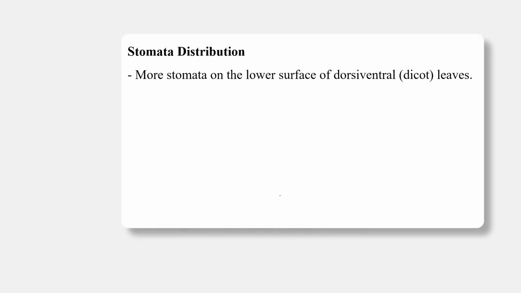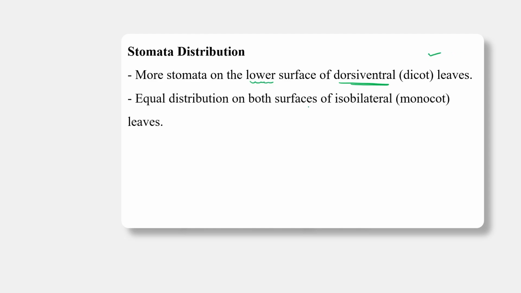Now, stomatal distribution, as I said just now: stomata are present in greater number on the lower surface in the case of dicot. If we compare it with the monocot, whose leaf type is isobilateral in nature, in monocot equal distribution is there, equal distribution on both surfaces of the leaves, right?